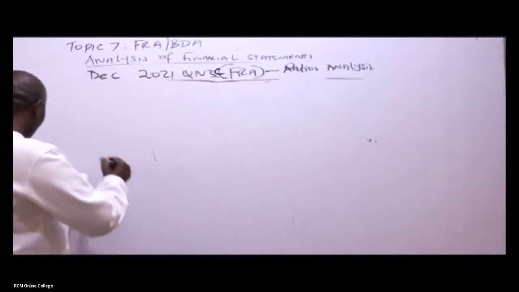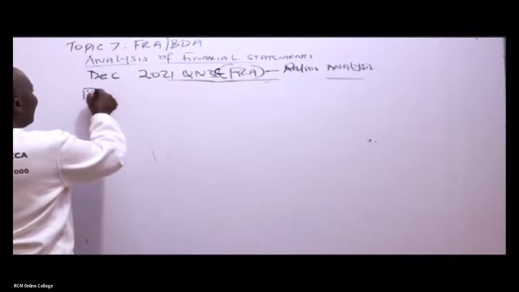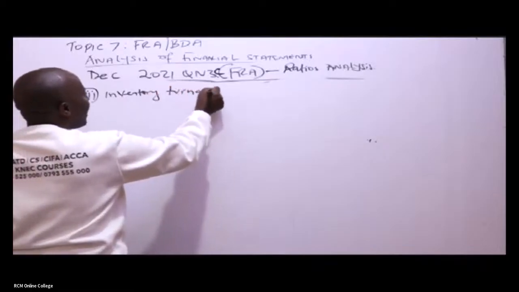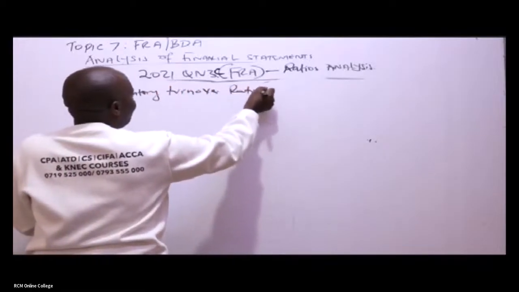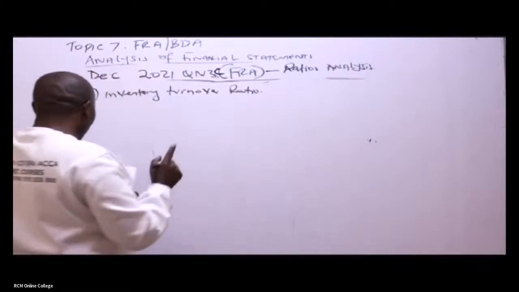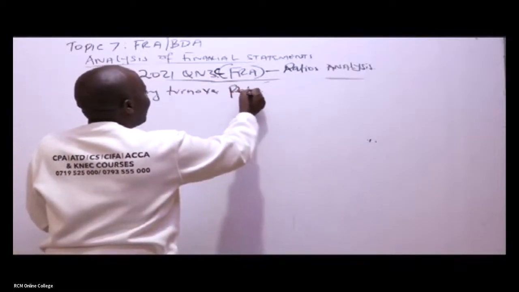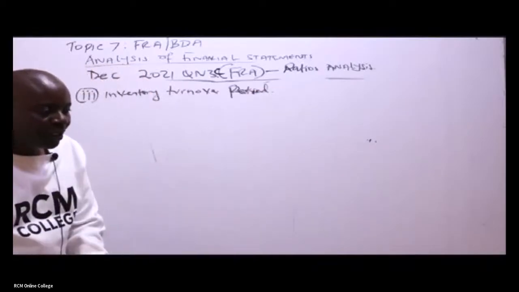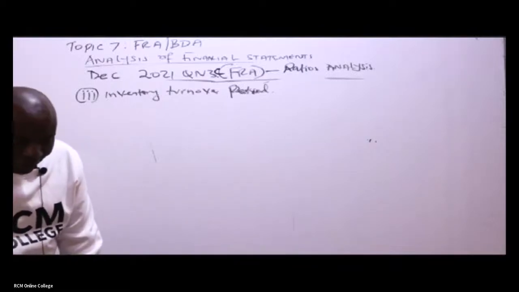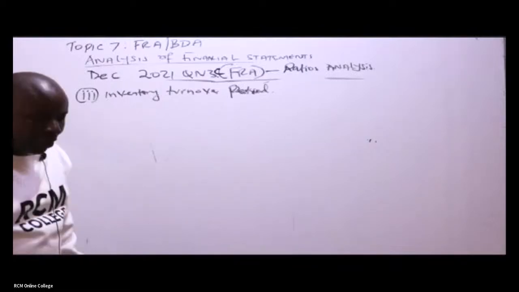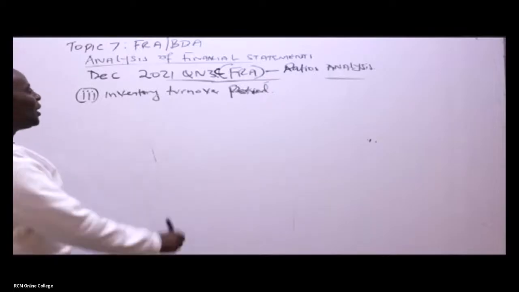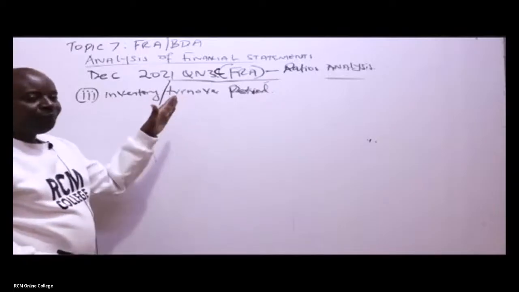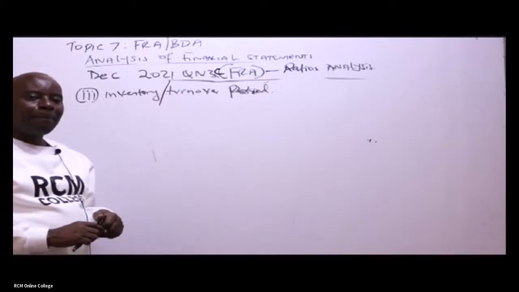The next one, number 3, they are talking about inventory turnover period. Not ratio, period. Very, very different. So this is normally how I remember the formula for inventory turnover. You see here, there is like an over. Inventory over turnover.